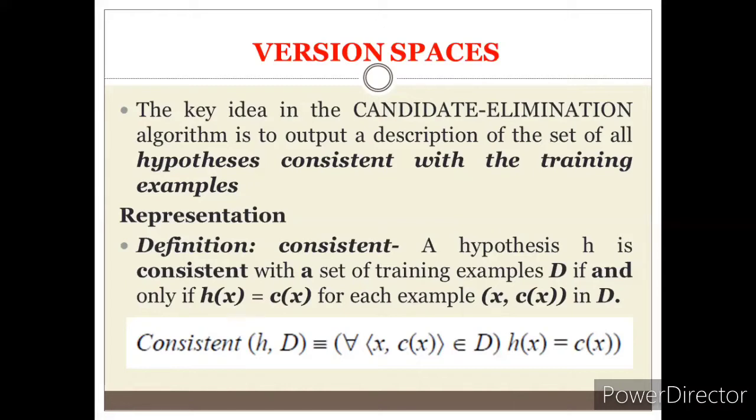So the definition of consistent is this: a hypothesis H is consistent with the set of training examples D if and only if H of X is equal to C of X for every example (X, C of X) in D. As we can see from the definition, the hypotheses which are consistent have to satisfy a certain condition for every instance of X. The condition is H of X should be equal to C of X. So this is the condition for being consistent.